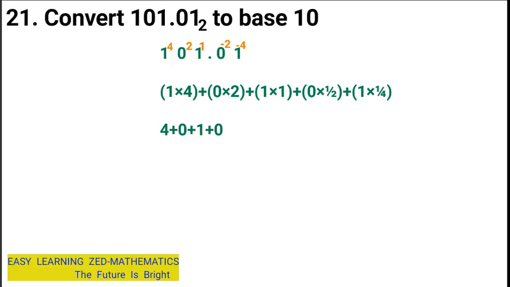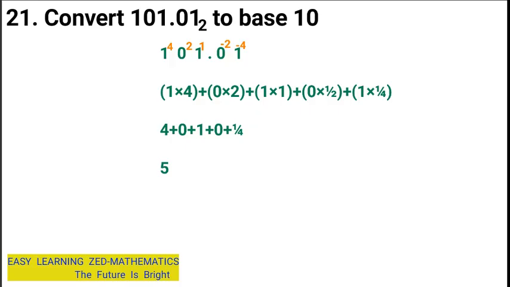Once we have done this, the next thing we're going to do is find the sum of these numbers. So I'm going to add: 4 plus 0 gives me 4, plus 1 gives me 5, plus 0 gives me 5. Now I'm not going to add the fraction, because I want to convert that fraction into a decimal number. In the question we're given a decimal number, so even our answer should be in decimals. So I'm going to write 5 plus 1 over 4.